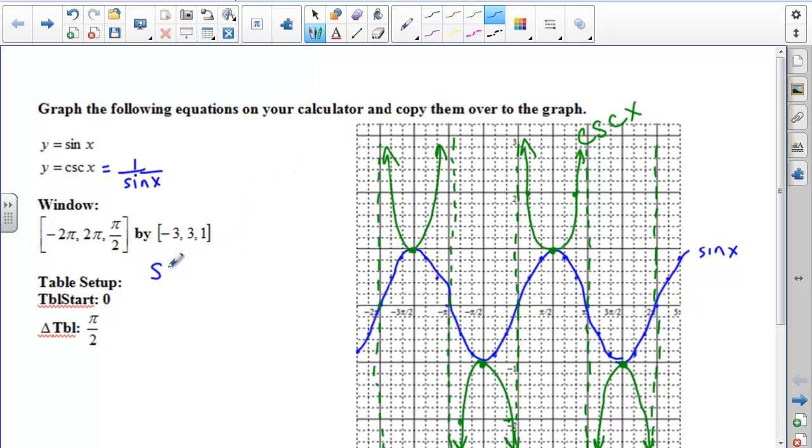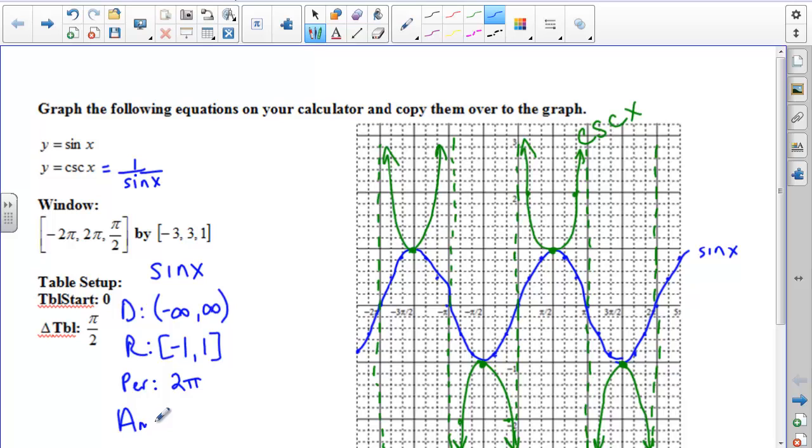If we have the sine of x, our domain for sine is all real numbers, so we go from negative infinity to infinity. Our range is between -1 and 1, and we include -1 and we include 1, and that's why we use the brackets there. The period of sine is 2 pi, we know that, and the amplitude is 1.